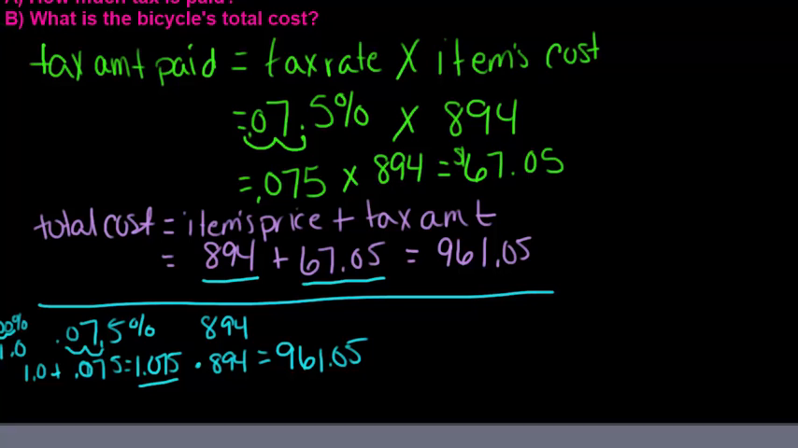So I just like to remember it from the beginning. When I'm trying to find the total cost of something, I just add that 1 into my percentage, knowing that that means the whole amount plus the amount that's taxed.